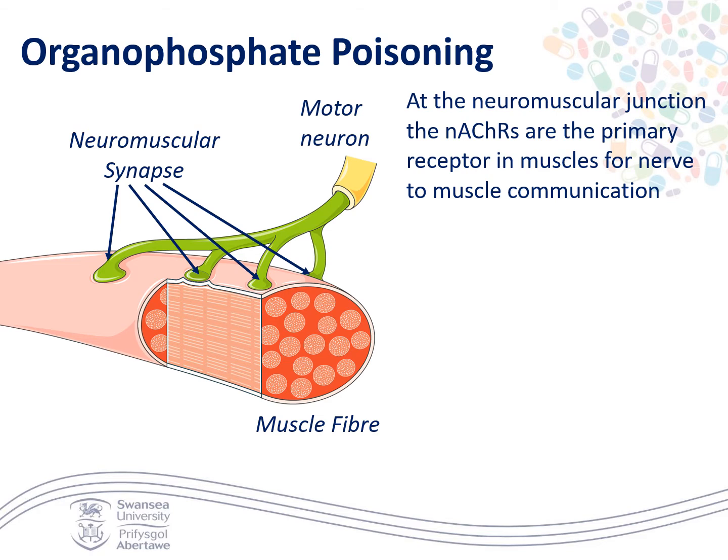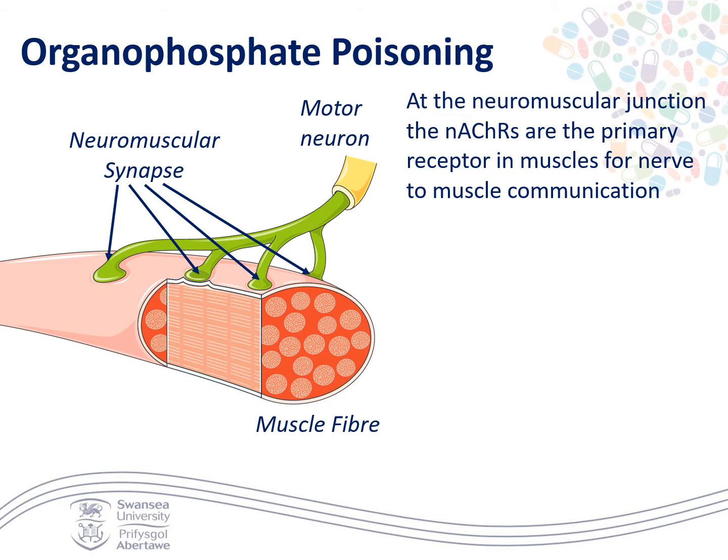Now, the nicotinic acetylcholine receptors, which, as I say, can in a research setting be activated by nicotine, but are endogenously within our own bodies activated by acetylcholine, are actually extremely important in controlling muscle fibers. At the neuromuscular junction, the nicotinic acetylcholine receptors are the primary receptor in muscles for nerve-to-muscle communication. So it's actually the nicotinic acetylcholine receptors that allow our nerves to communicate with our muscle fibers.